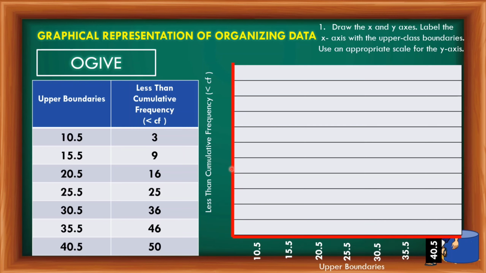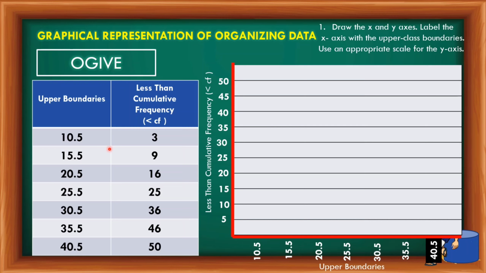So, 1, 2, 3, 4, 5, 6, 7, 8, 9, 10. So, pwede nang by 5. Kasi yung ating line ay 10. So, kaya dito 5, 10, 15, 20, 25, 30, 35, 40, 45, 50. So, pasok na tayo dun sa ating pinaka mataas na value ng less than cumulative frequency. Then, ipa-plot na natin isa-isa yung ating given. By the way, ito yung magiging x, ito yung magiging y.